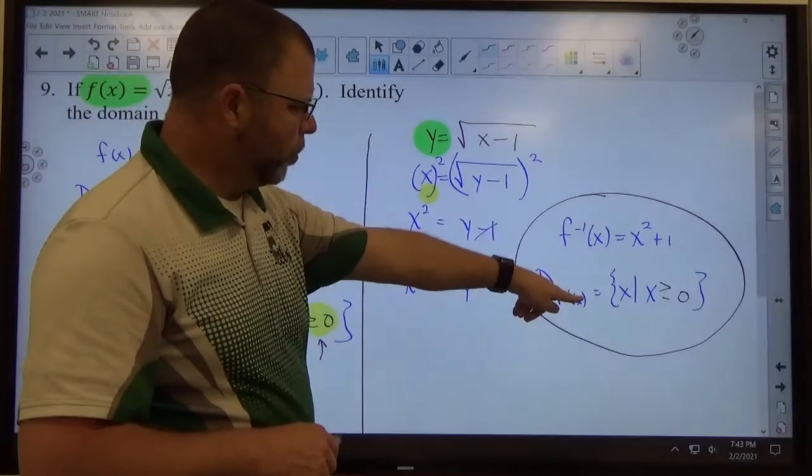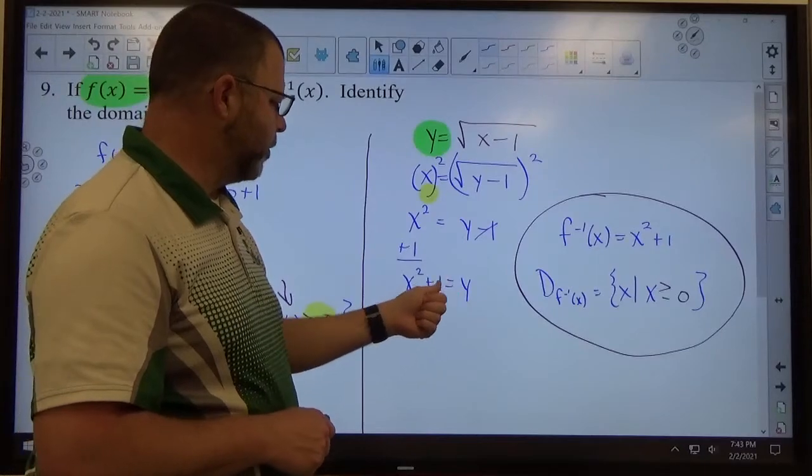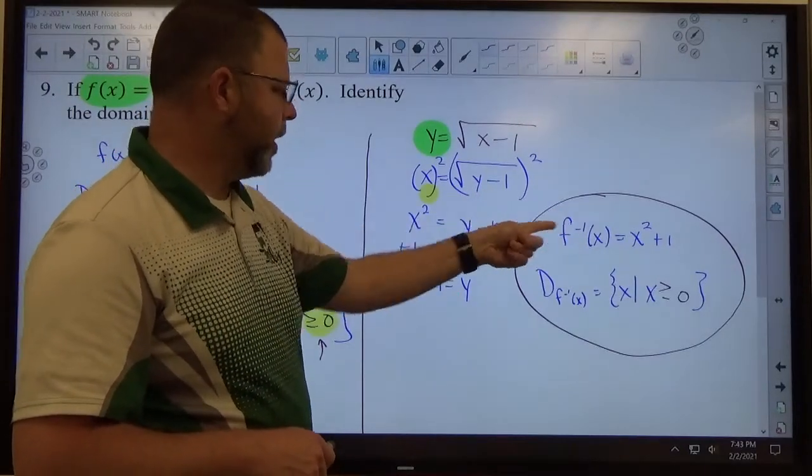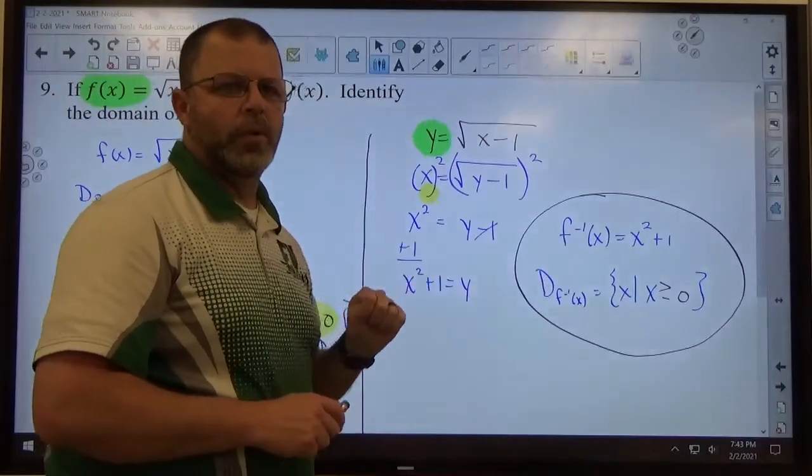4 points, 2 points when it comes to grading. You get 2 points for getting the correct inverse. You get another 2 points for making the correct decision, whether it's f inverse or y equals, and then another 2 points for the correct domain.